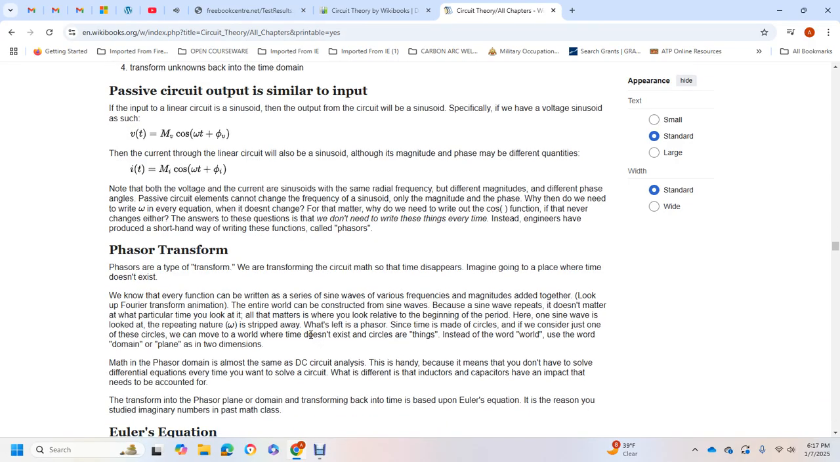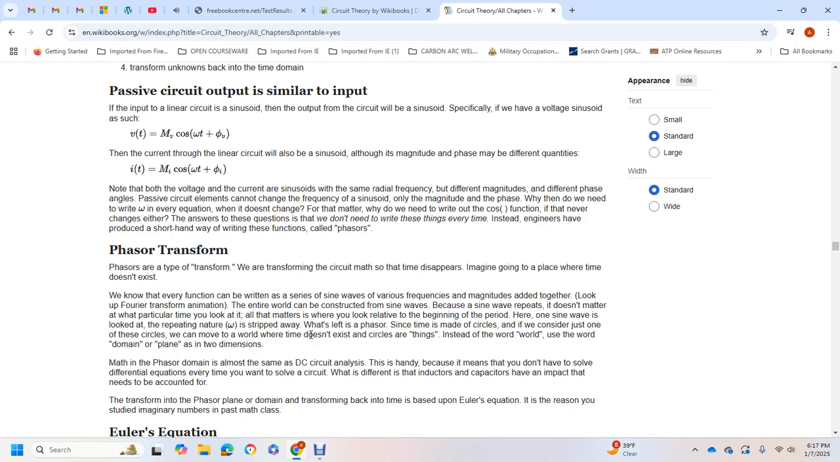Phasor transformation. Phasors are a type of transform that transform circuit math so that time disappears, going to an imagined place where time doesn't exist. We know that every function can be written as a series of sine waves of various frequencies and magnitudes added together. Look up the Fourier transformation animation.